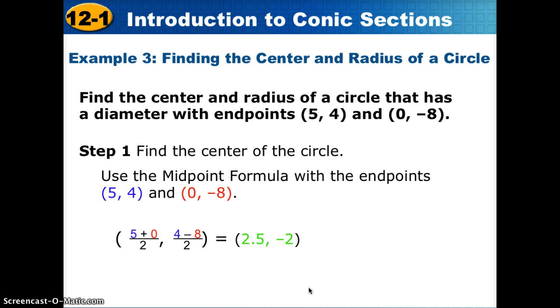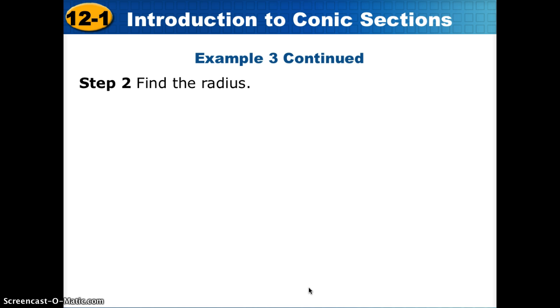Okay, so the center of the circle is at 2.5 comma -2. The next thing that we want to do is to find the radius, and that means you're using the distance formula to do it. So try to find the radius of the circle. Turn the video back on when you're ready to check your answer.